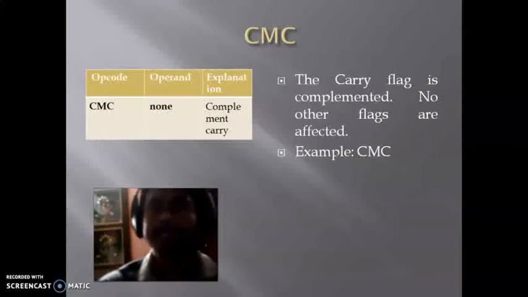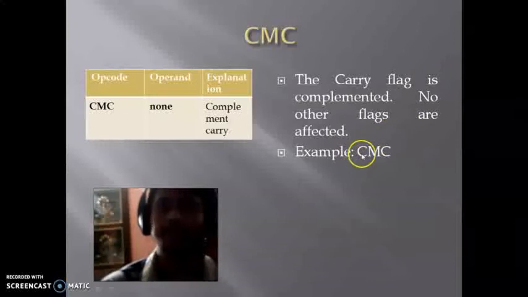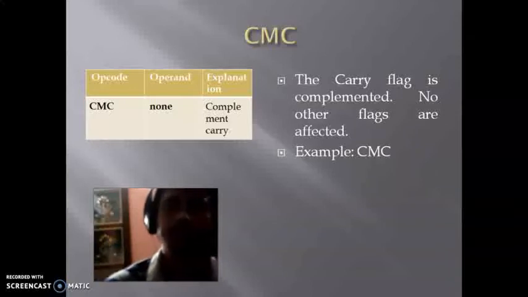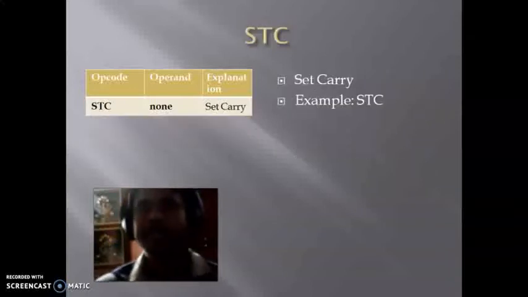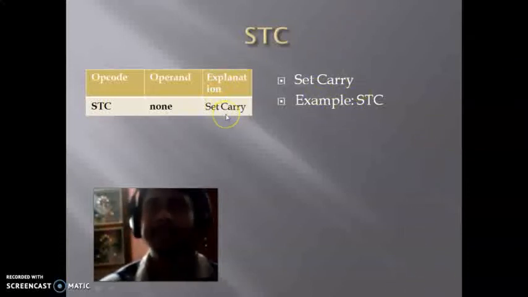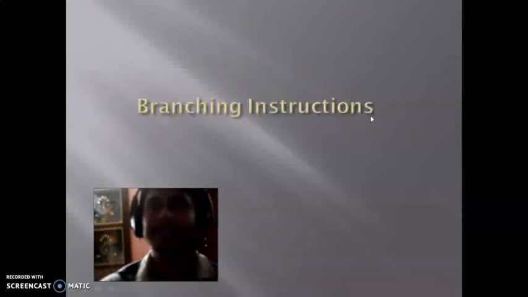Next is CMC, that is complement carry, which means the carry flag will be complemented, so the carry flag is affected. An example is CMC; if you use it, then the carry flag will be complemented. If it is 0, then it will be 1. If it is 1, it will be 0. Next is STC, that is set carry. If you want to set the carry, if you want to write the carry as 1, then we have to use STC. So an example is STC.